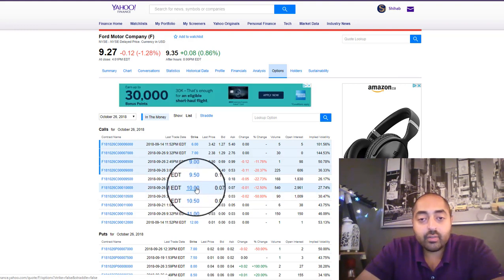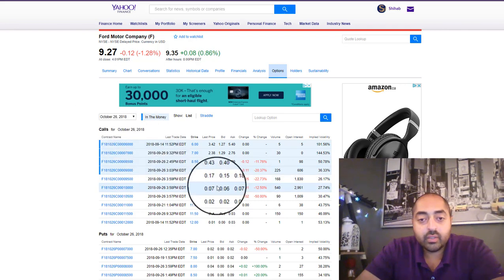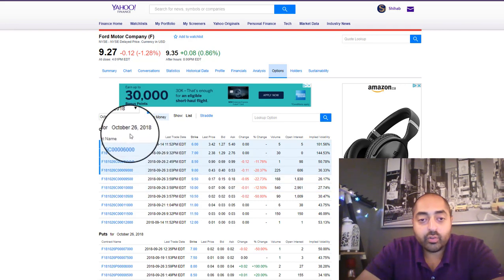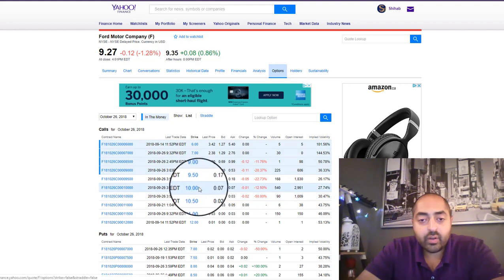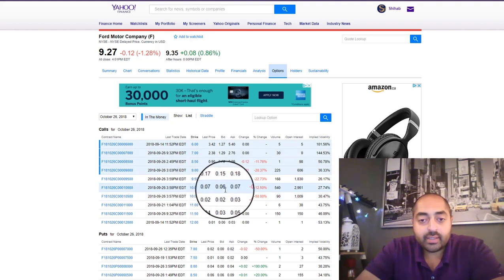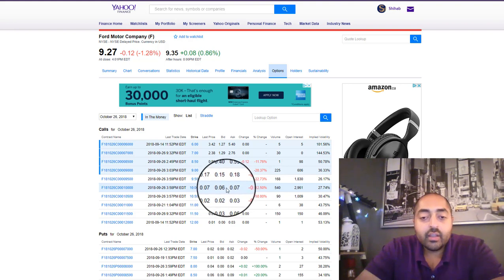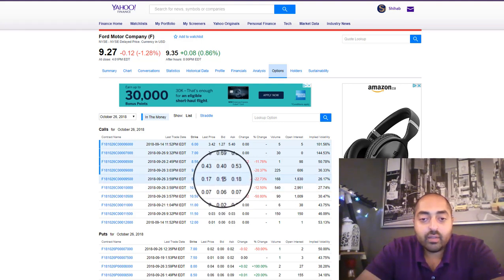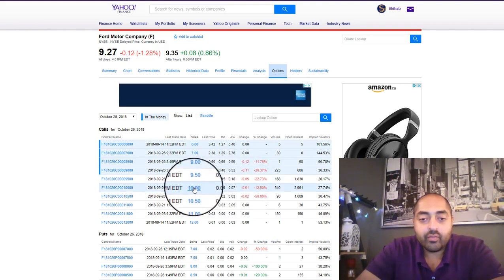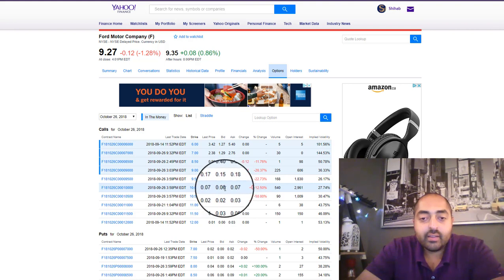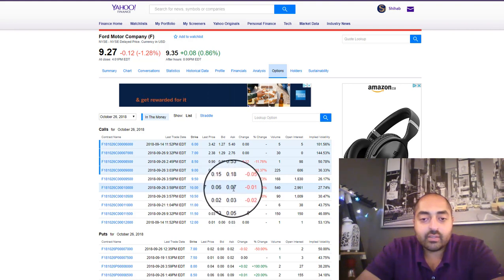You can see here the call option premium for the October 26 expiration date at the strike price of $10: the bid is 6 cents and the ask is 7 cents. If we want to sell it, that means we want someone to buy it from us, and the bid for it is 6. In this case there isn't a big gap, but usually when there's a big gap, you can probably ask for something in the middle. For example, between 15 and 18 over here, you could probably ask for 16 or 17. But if we look at the $10 strike price, let's say we're able to sell it at 7 cents.